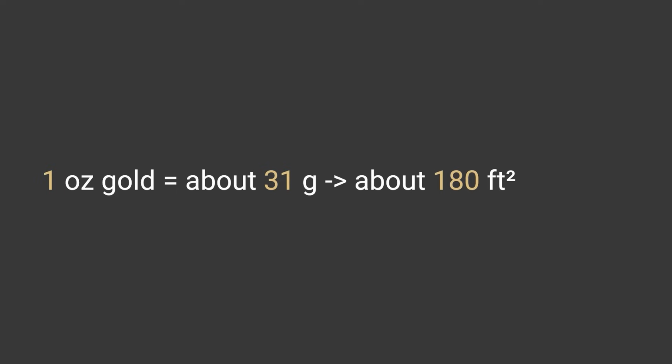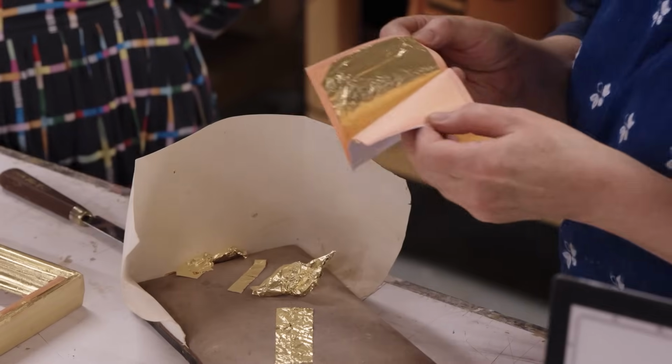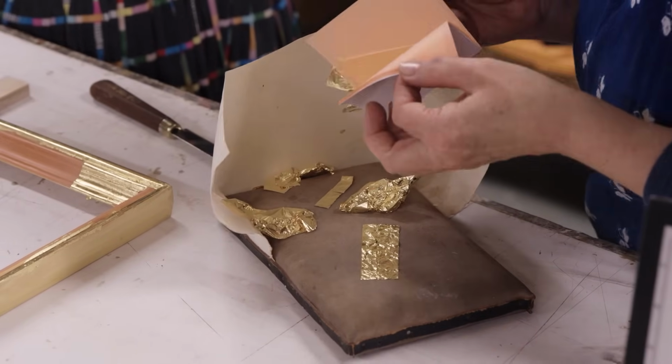The softness of gold is such that you can take about an ounce of gold, which is approximately just over 30 grams, and if you flatten it, you can get approximately 180 square feet, which is approximately 17 square meters. Today, gold comes in books like this, and it's very, very thin and flimsy.